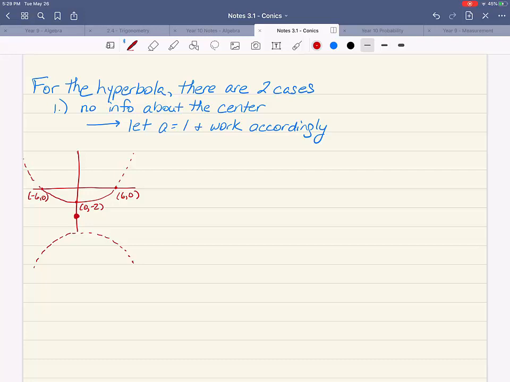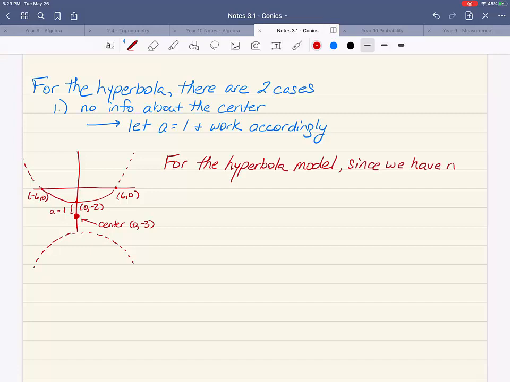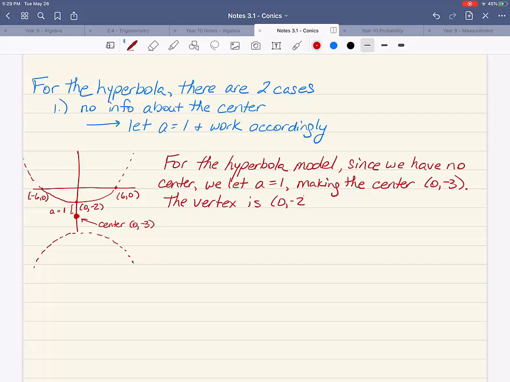And we're going to say that it is 1 unit away from the vertex. That is your A value. So what would the coordinates of that center be? That center would be at 0, negative 3, and we're going to need that. So we're going to write down for the hyperbola model, since we have no center given, we let A equal 1, making the center at 0, negative 3. The vertex is 0, negative 2.